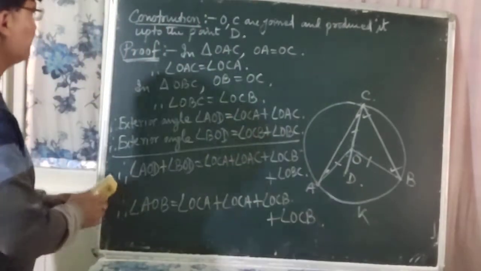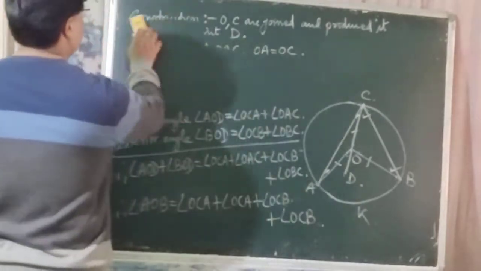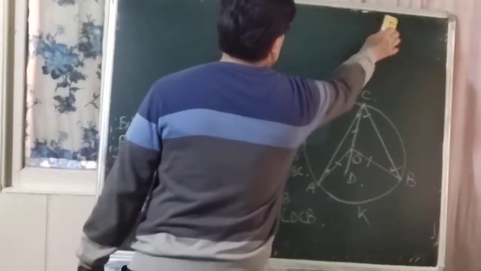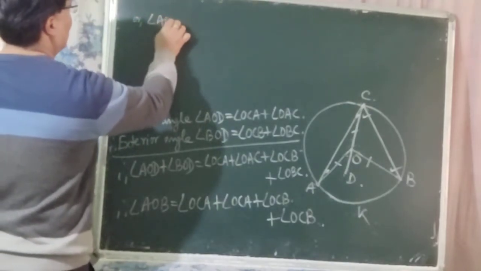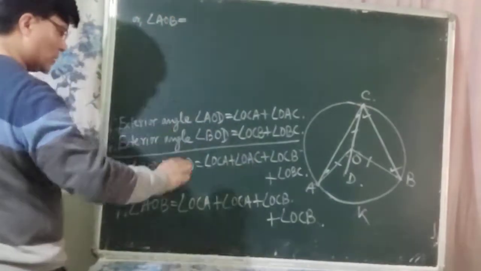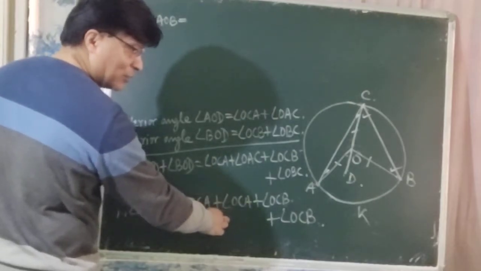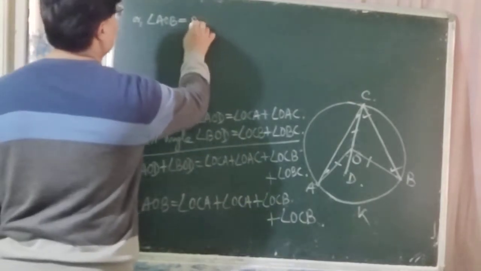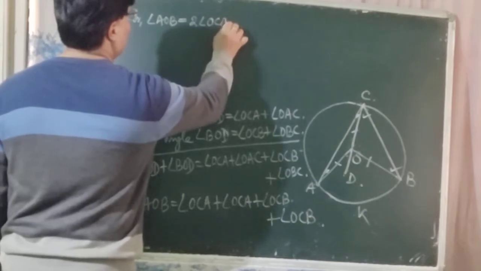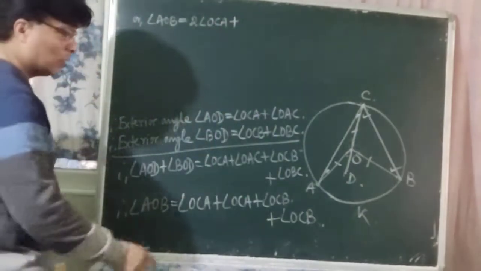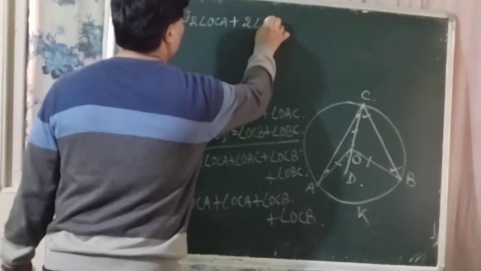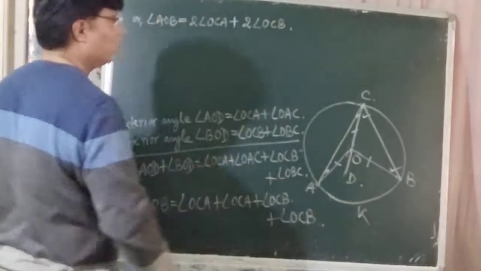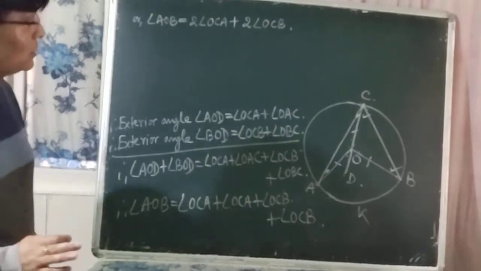Is that clear now? So next, angle AOB is equal to what? Angle OCA plus angle OCA, twice angle OCA, plus angle OCB plus angle OCB, twice angle OCB.